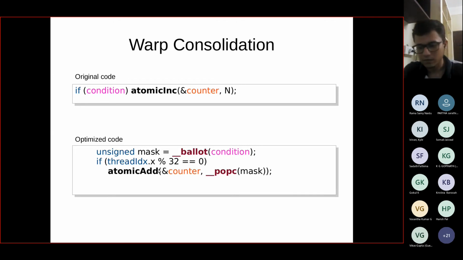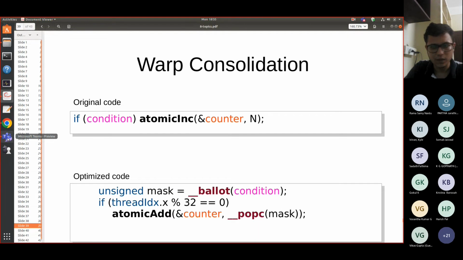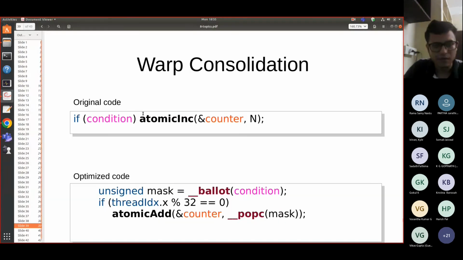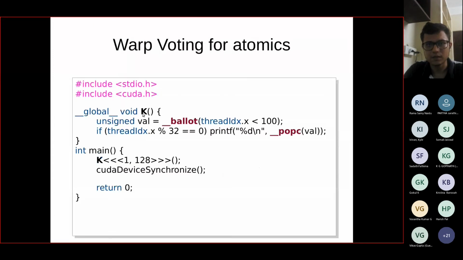Here only one increment is done for the warp. So here 20 warp threads were doing atomic increment. Here only one warp thread, the leader that we pick, is doing the atomic operation, that is atomic add. So we have reduced the number of atomic operations being done. I hope you are getting what I'm trying to say. Okay, I'll come back to the questions later. Just let me finish this.